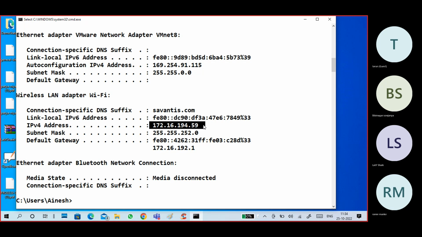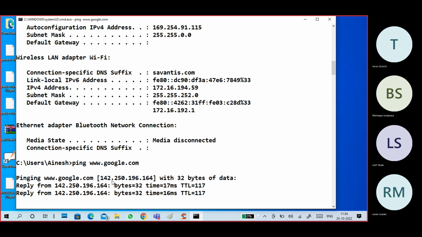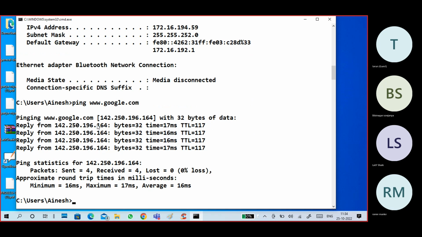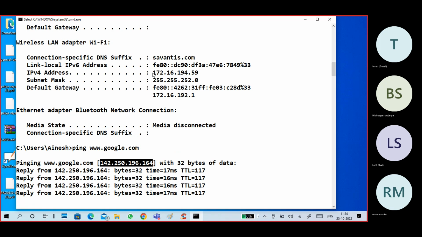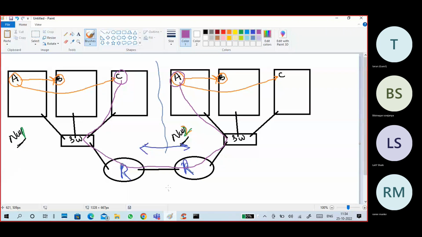So I am in a different network, but I want to communicate with something like google.com. Google.com is in a different network, right? It is not in my home, or in the office, or side by side. It is a different network. How are we able to communicate? That is called internetworking. So like this only we are able to communicate.